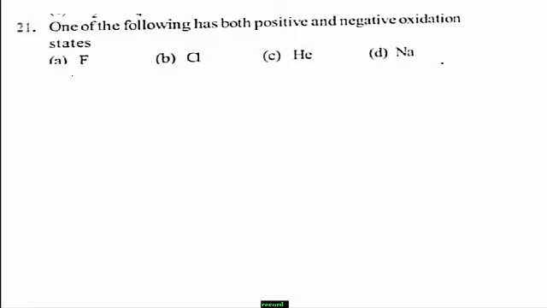Students, according to the rules, halogens, especially fluorine, contain only minus 1 oxidation state in all their compounds. But option B is the right answer, because if you take an example, NaCl.